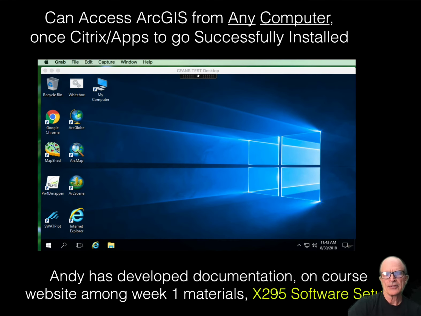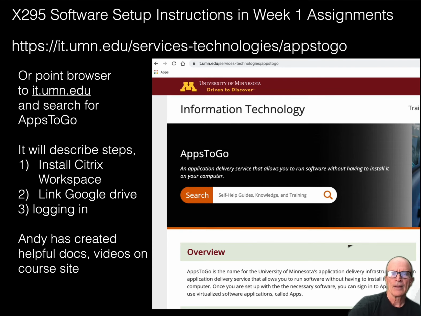Right? Apps to go, it just looks like this. Again, we have this X95 documentation set up, and so you'll get a window inside your browser that looks like a Windows machine, and it's a virtual Windows machine running off in the ether, right? Again, Andy has set this up with documents that walk you through this in videos.